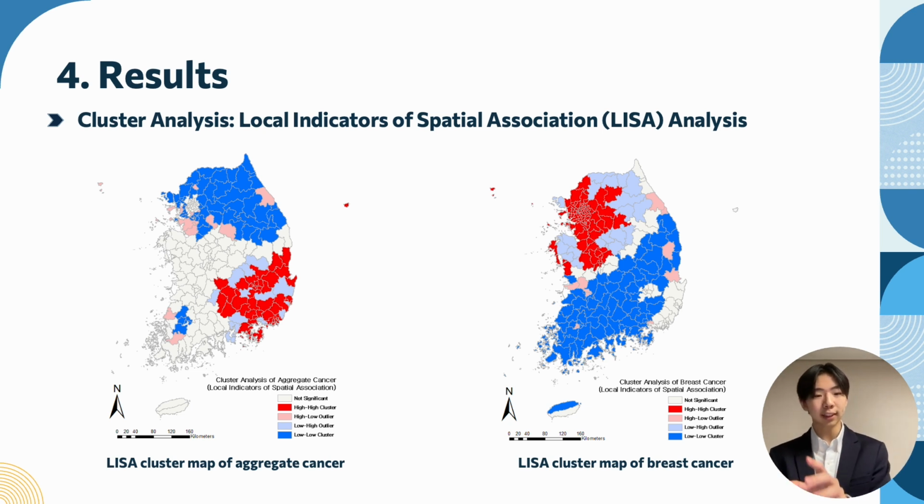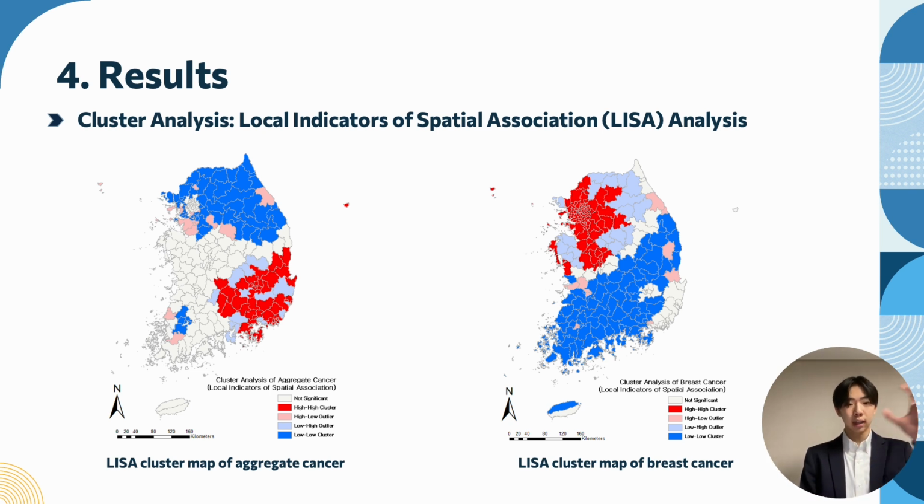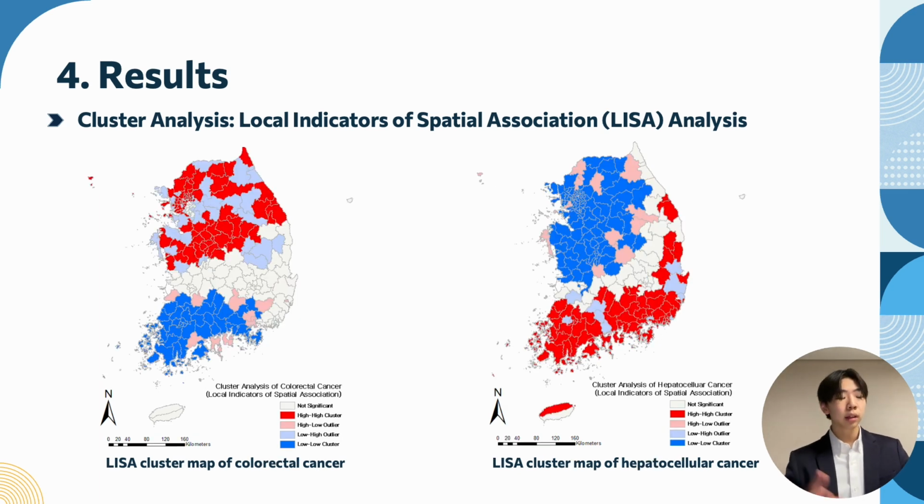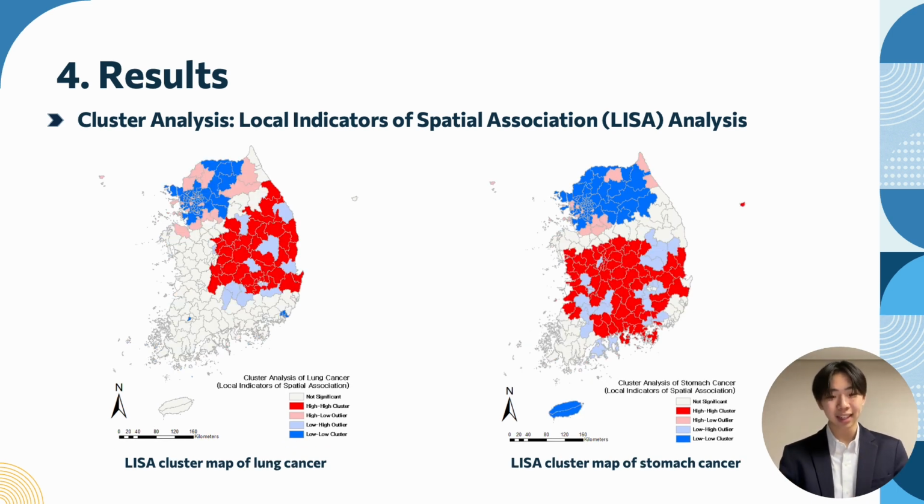Right? Breast cancer has the high to high clustering, or the red regions, at the north, while the colorectal cancer, on the other hand, also has it at the north, but hepatocellular cancer has it in the southern and eastern regions of Korea. So they all differ, right? The clustering of cancer types differs based off what cancer type that is. There are significant amounts of variations, and that difference is statistically significant.